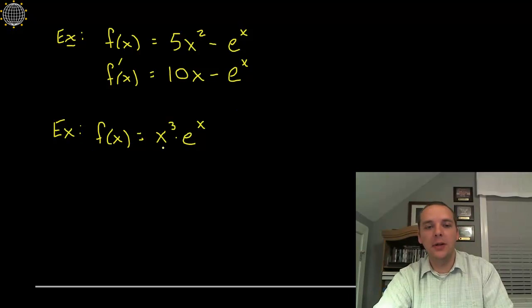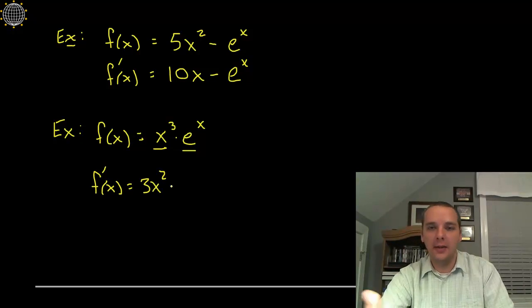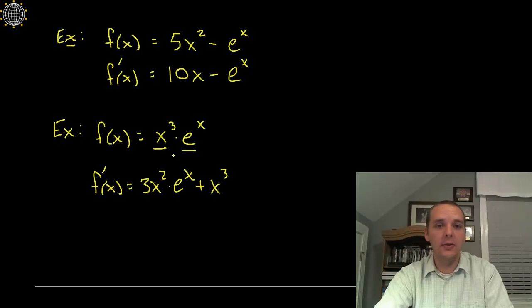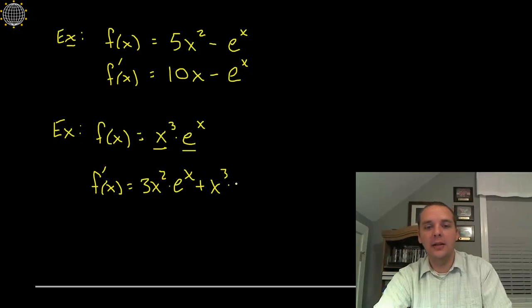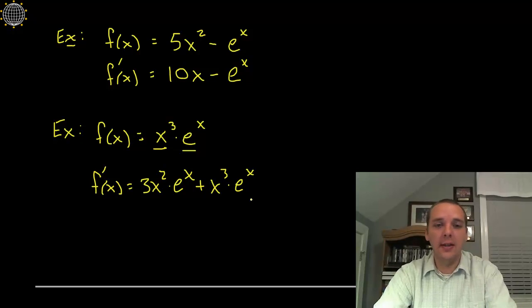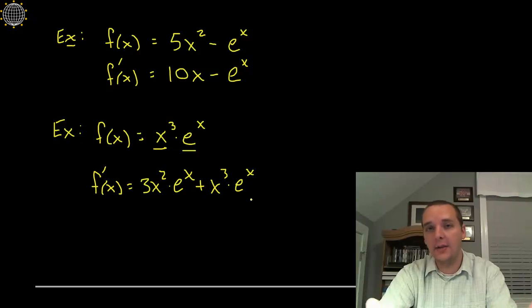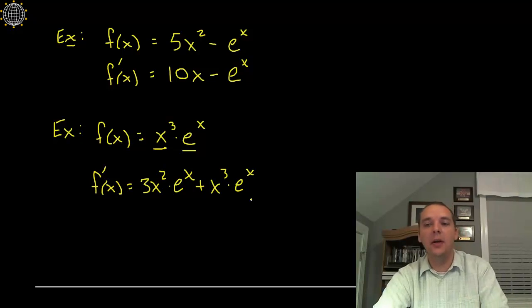How about this one? This one has a product rule. The derivative of f would be the derivative of the first, 3x squared, times the second, so times e to the x, plus the first, that's x cubed again, times the derivative of the second. Here's the new guy. The derivative of e to the x is again e to the x. So I mean, you're sitting here thinking, man, that's the best derivative rule I've ever heard. And in fact, it is kind of. I mean, it's very straightforward.